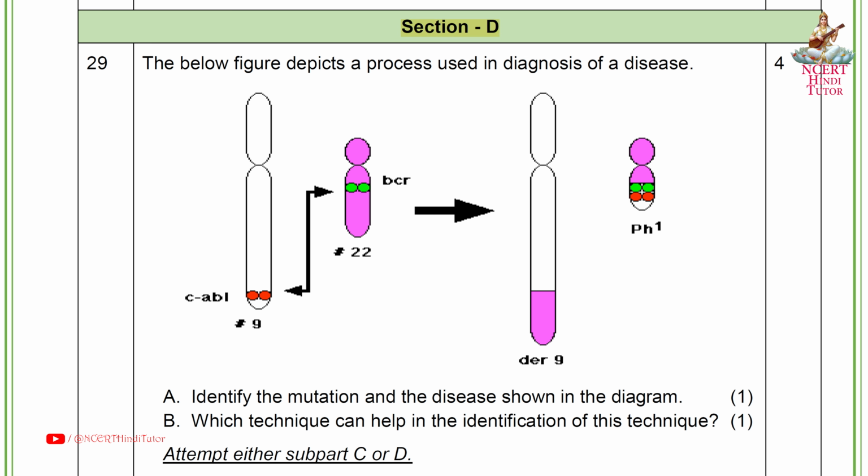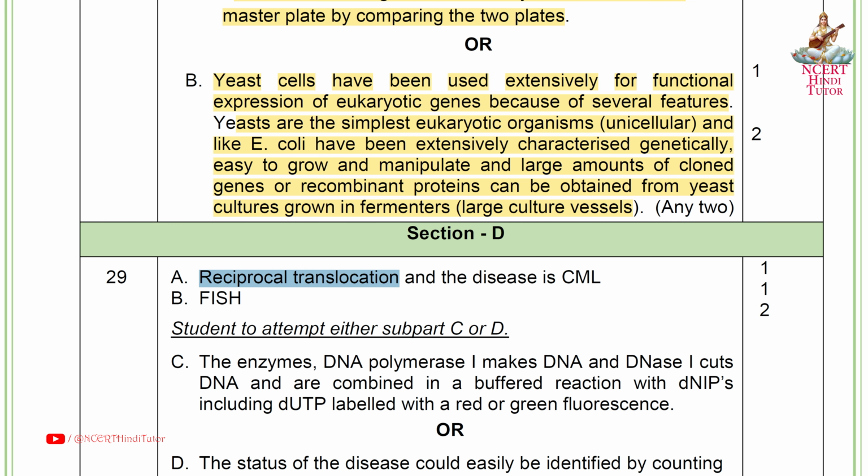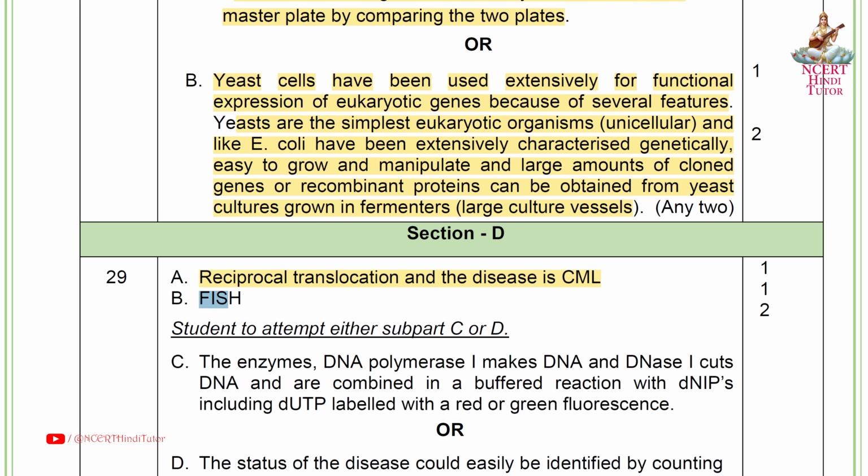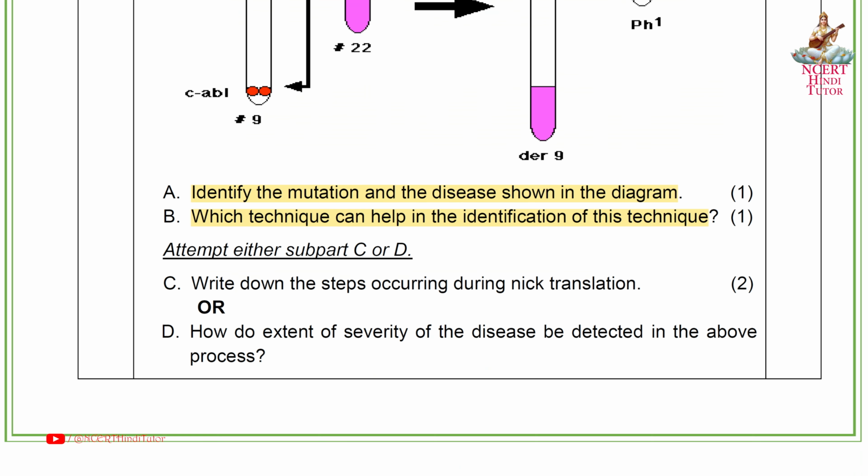Section D, question 29. The below figure depicts a process used in diagnosis of a disease. A. Identify the mutation and the disease shown in the diagram. Answer. Reciprocal translocation and the disease is CML. B. Which technique can help in the identification of this disease? Answer. FISH.